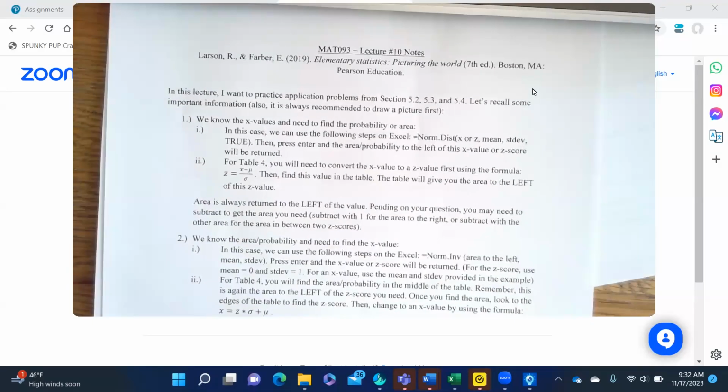Hi, everybody. In this lecture, I want to delve a little bit deeper into Chapter 5. There's a lot of very similar questions in Chapter 5, but they have some subtle differences. So that is what I want to focus on today. So I want to do a recap first.